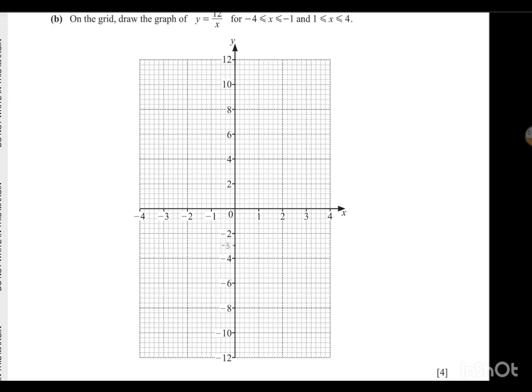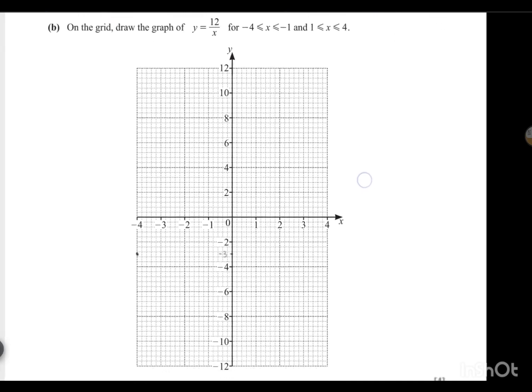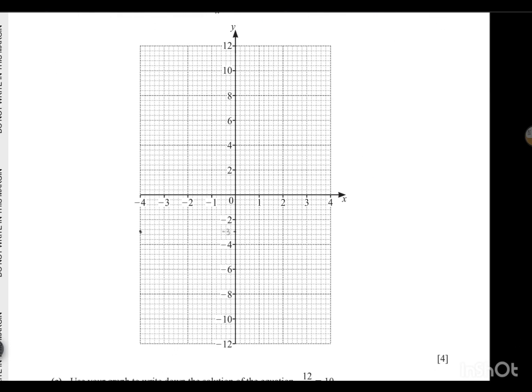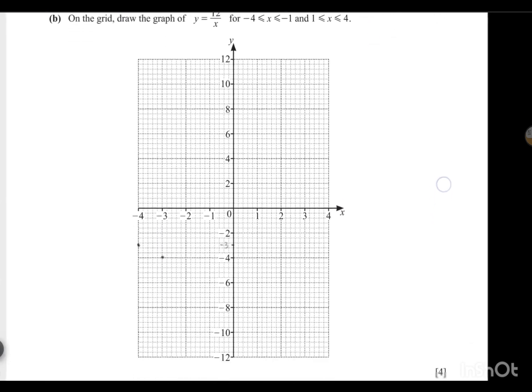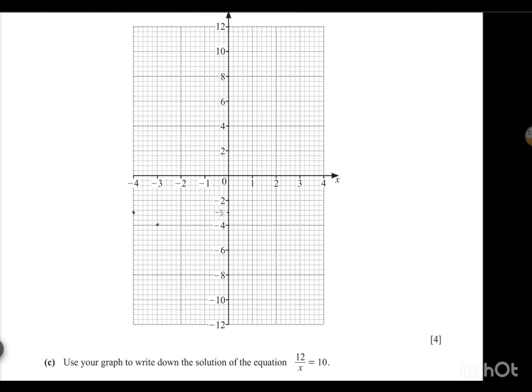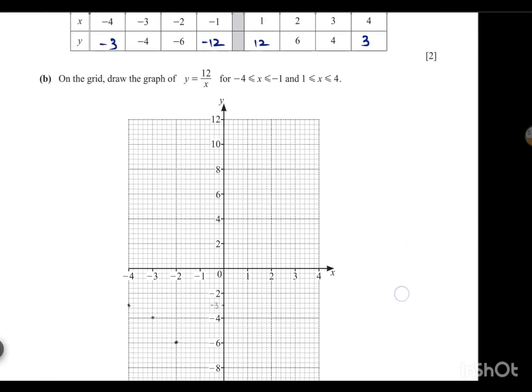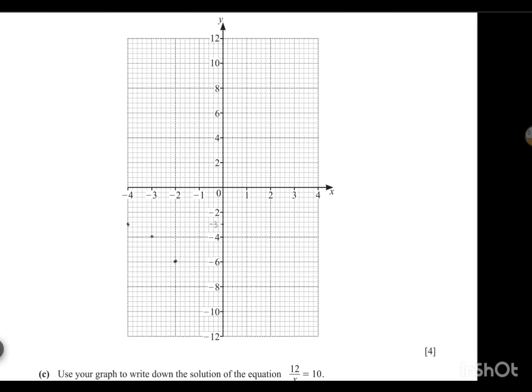So minus 4, minus 3 will be this point. Then minus 3, minus 4 is this point. Minus 2, minus 6. Minus 1, minus 12 is here.